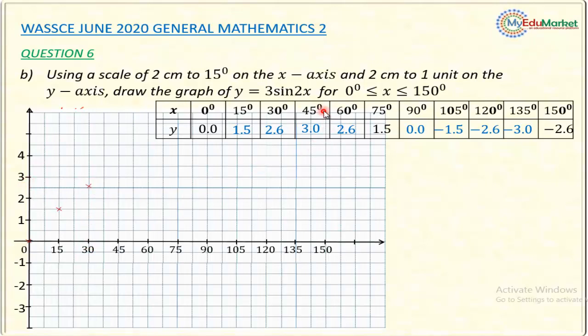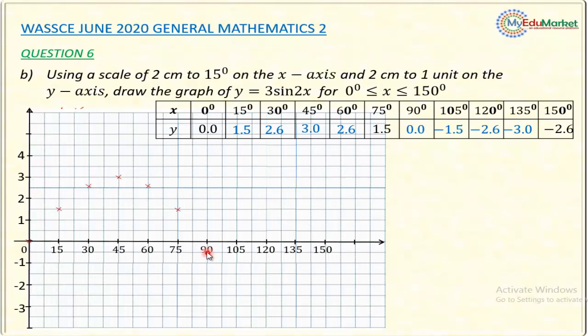The next is x 45 degrees and y 3. So x 45, y 3, this is simple, y 3 here, down here, x 45. So I'm going to make a mark here. This is the mark. So next is x 60, y 2.6, it is going to be somewhere on the same line here. So I'm going to make that mark. So next is x 75, y 1.5, x 75, y 1.5 will be here. So I'm going to make a mark there. So this is the mark.